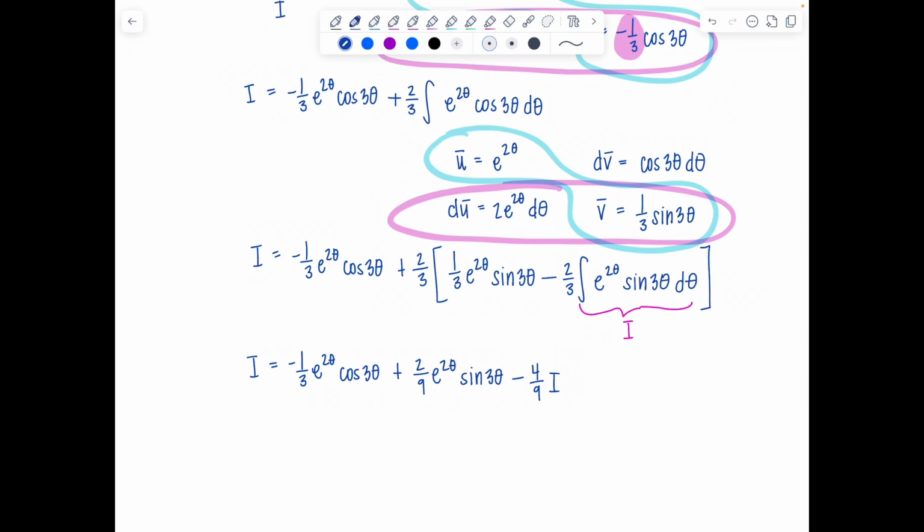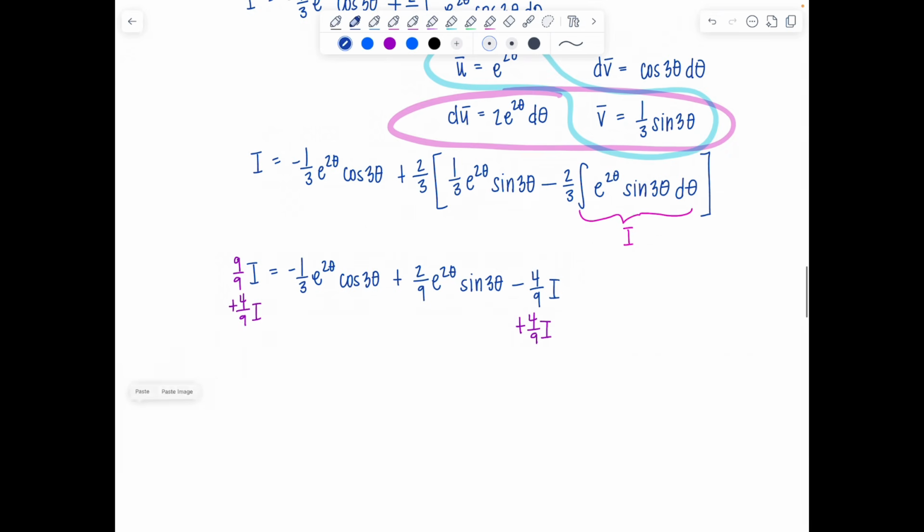So if we're solving for I, I need all of them on the same side of the equation. So add 4/9 I here, add it to this side. We're going to get them all on the left. And if I have one I, that's 9/9 I, yes. So we've got 13/9 I equals, let me put the positive term first. Put your best foot forward. 2/9 e to the 2 theta sine 3 theta minus 1/3 e to the 2 theta cosine 3 theta. And then from here, divide by 13/9, or that's the same as multiplying by the reciprocal, 9/13 throughout.